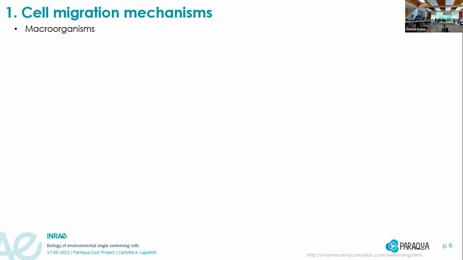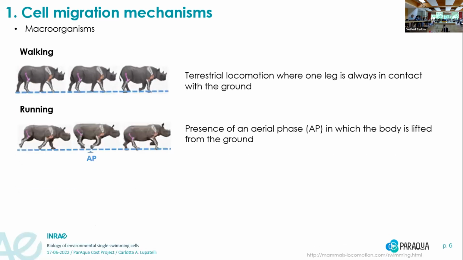In macroorganisms, we can have terrestrial locomotion mechanisms, which include, for example, walking and running. As you might know, walking is a locomotion characterized by the fact that we always have at least one foot on the ground, while running is characterized on the other side by an aerial phase.